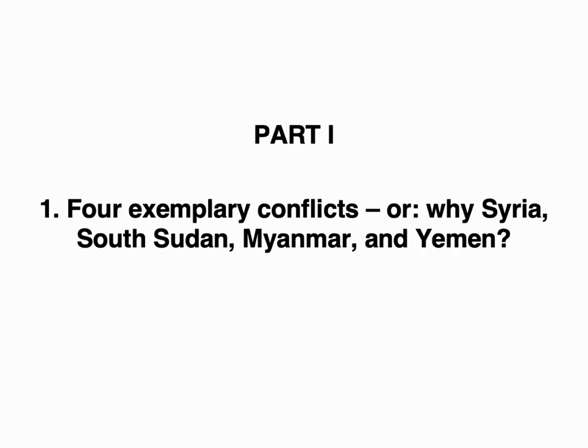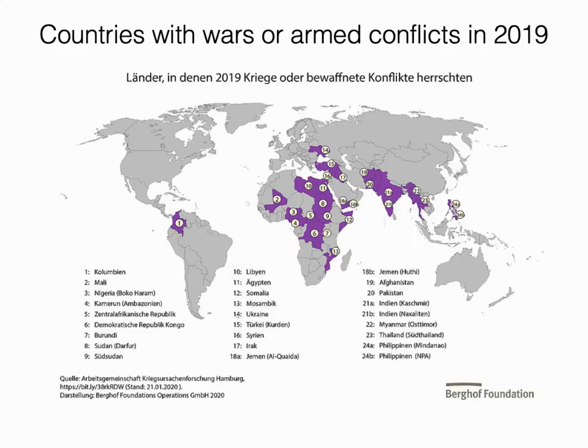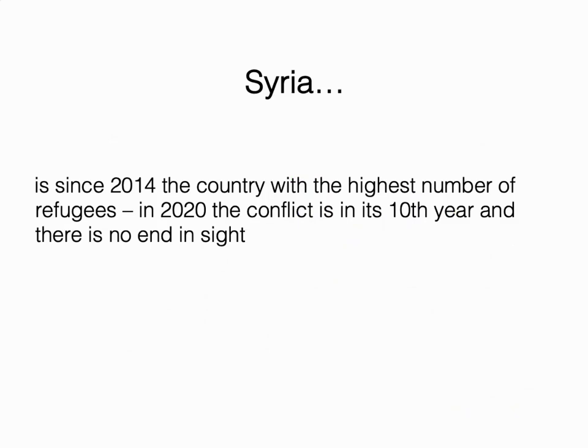So why do we look at Syria, South Sudan, Myanmar, or Yemen? In 2019, there were 24 countries with wars or armed conflicts. But Syria stands out as it is, since 2014, the country with the highest number of refugees. In 2020, the conflict is in its 10th year and there is no end in sight.